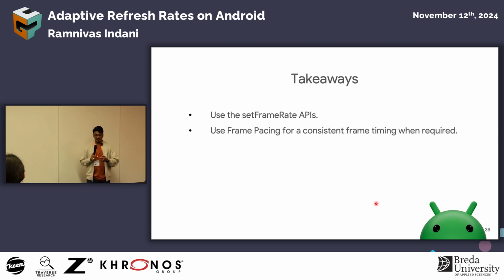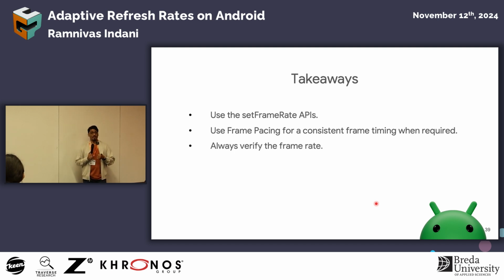The other one is use any of these frame pacing libraries for consistent frame timing when required. If you're using standard components, great, it automatically does it for you. But if you're not, if you're building or rendering on your own, use one of these, either Choreographer directly or Swappy, and manage that. It will be actually much simpler.